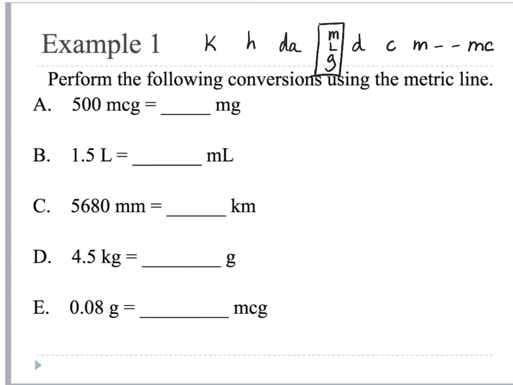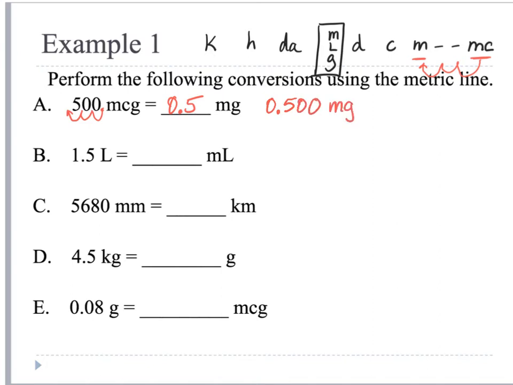So if I start with the first problem, I want to take 500 micrograms is how many milligrams. So micro is over here, milli is over here. So if I want to go from micro to milli, I need to move my decimal point 1, 2, 3 places to the left. So right now my decimal point is here. So I need to move my decimal point 1, 2, 3 places to the left, which is going to give me 0.5 milligrams.